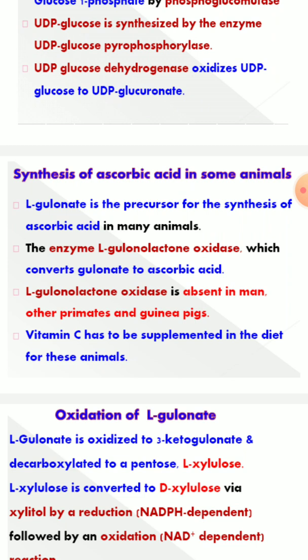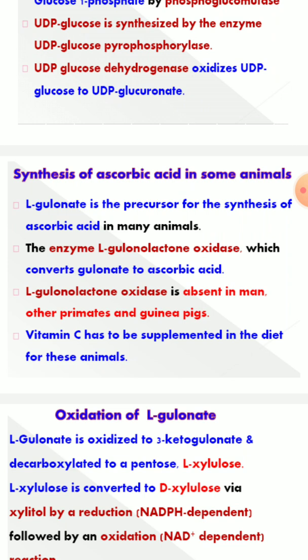So the enzyme L-gulonolactone oxidase is involved in the conversion of gulonate to ascorbic acid. This L-gulonolactone oxidase is absent in case of man and other primates and the guinea pigs. So this vitamin C can be supplemented in the diet for these animals, because of the absence of this enzyme, which can be observed in case of man, primates and guinea pigs. We cannot directly synthesize this vitamin C molecule or the ascorbic acid.